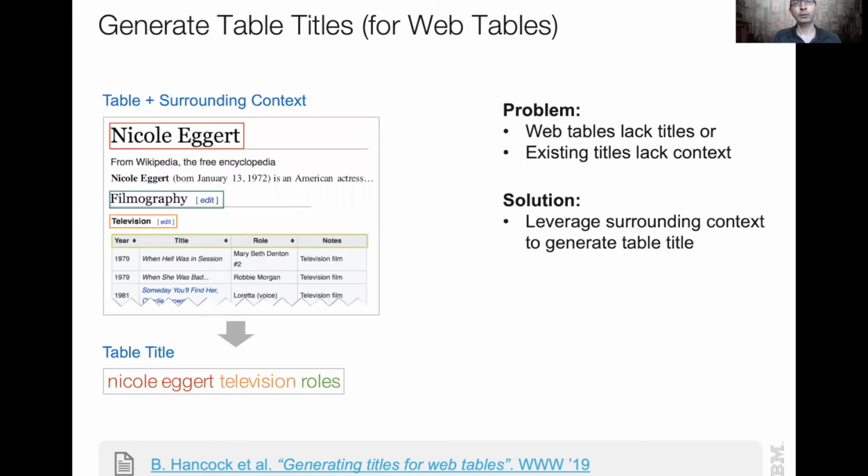Thus, the authors try to leverage the surrounding context to generate more informative table titles. For instance, using their approach, they're able to generate a title that is called Nicole Eggert Television Roles, which is arguably much more informative than simply television.